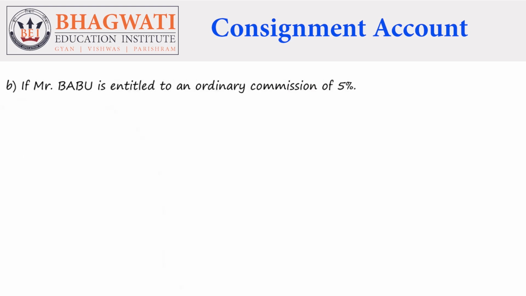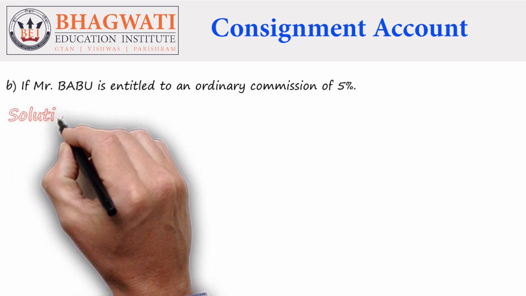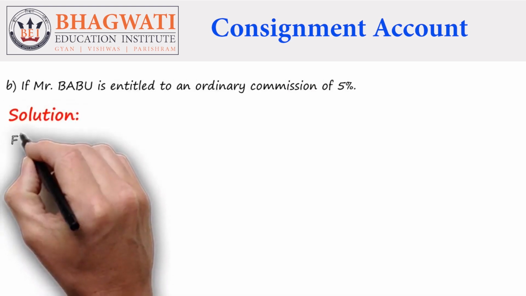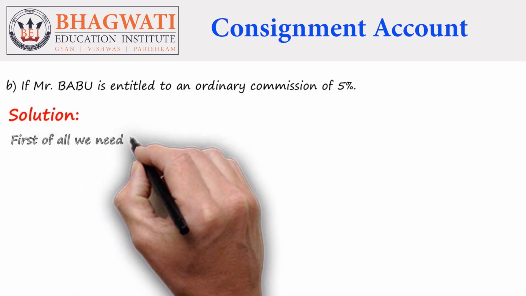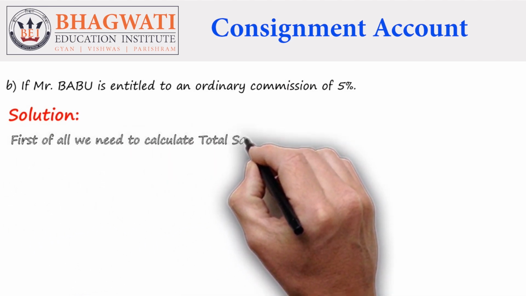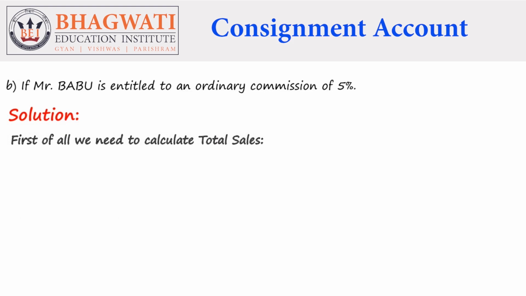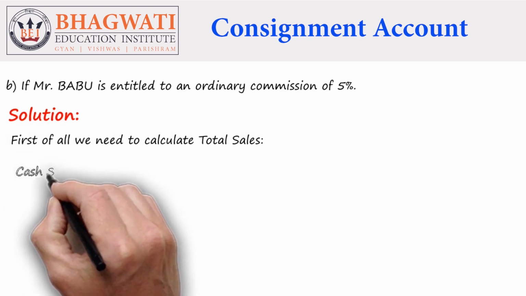So first of all, here we need to calculate total sales. So it is nothing but cash as well as credit sales. This particular line, what I'm writing over here, is just for your reference. In exam, if you want, you can write it. Otherwise, you can skip this and you can directly start with the calculation.